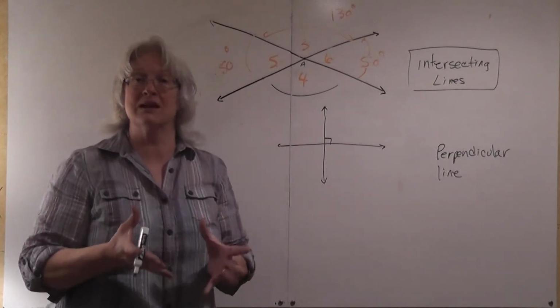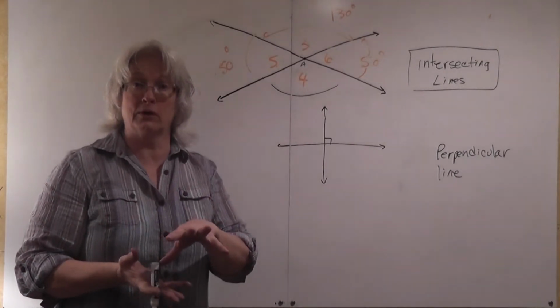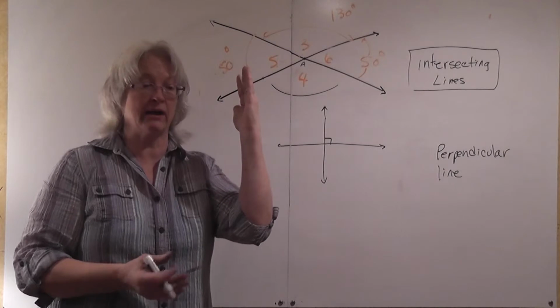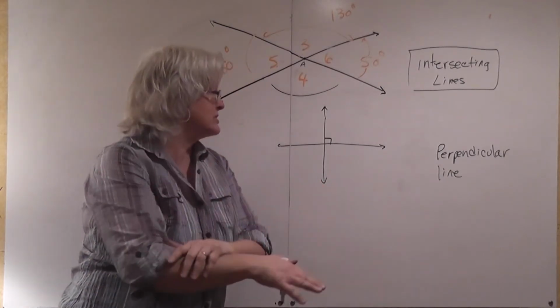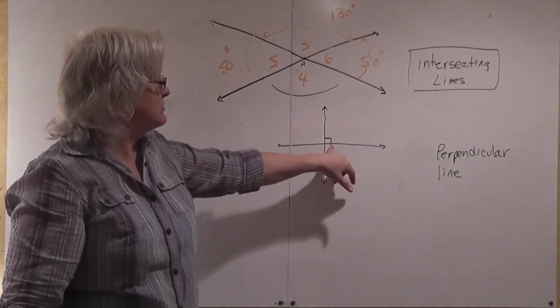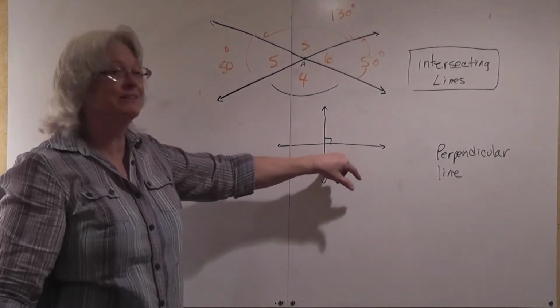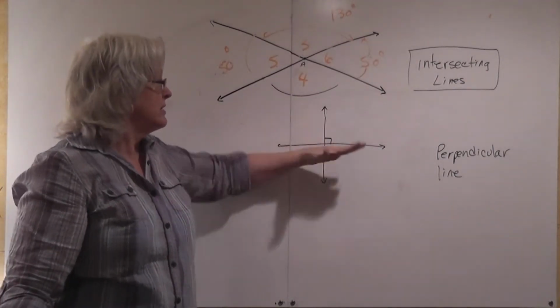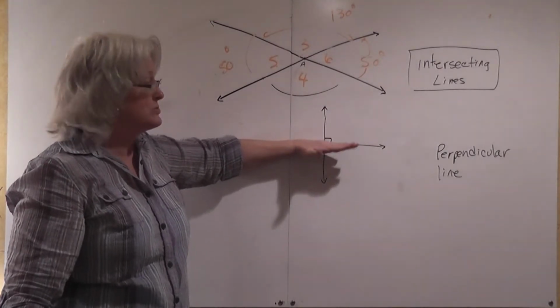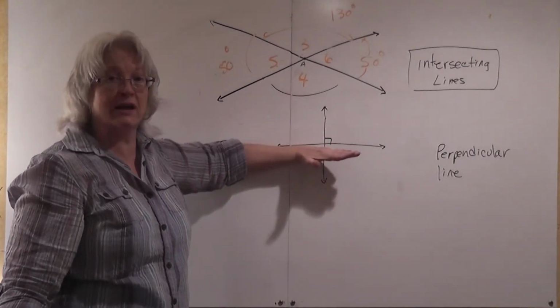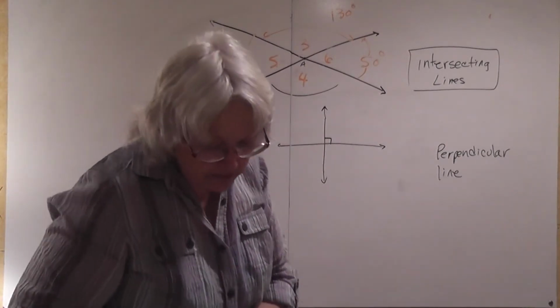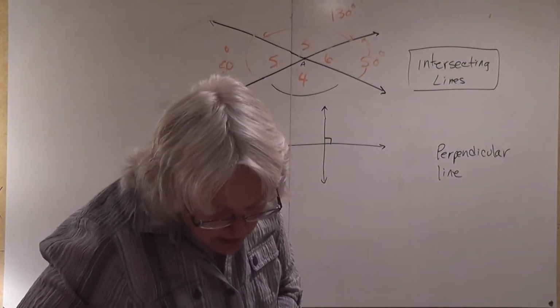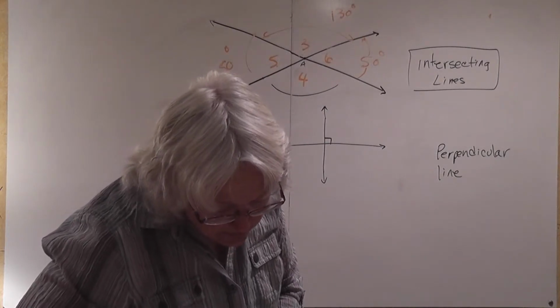And a perfect example of two perpendicular lines is your y-axis and your x-axis on your Cartesian coordinate system. We have this little square here that tells us that these two lines intersect at right angles, that they are perpendicular to one another. And there's a little bit of vocabulary that we want to have here.